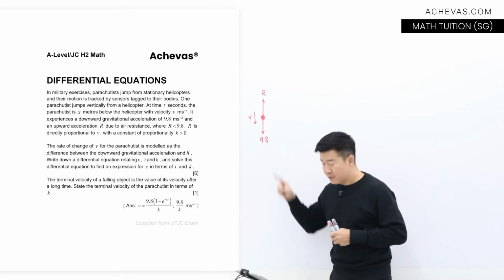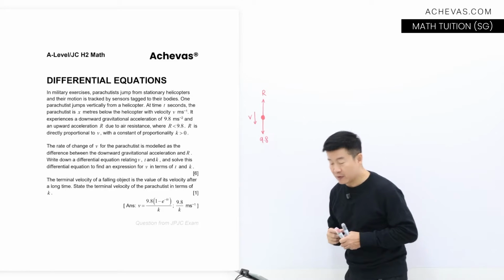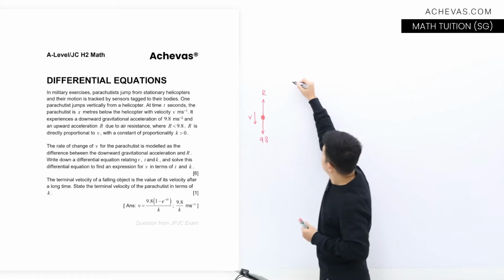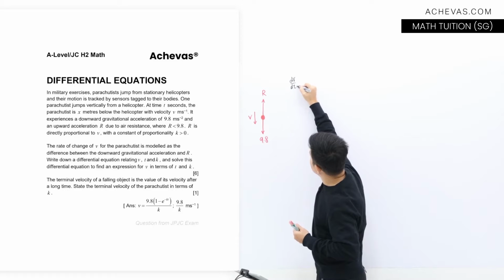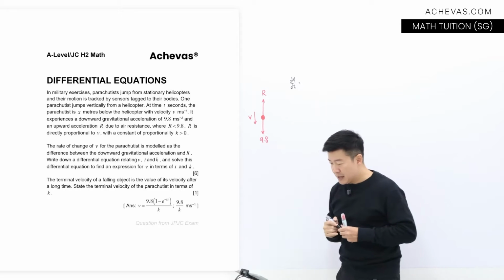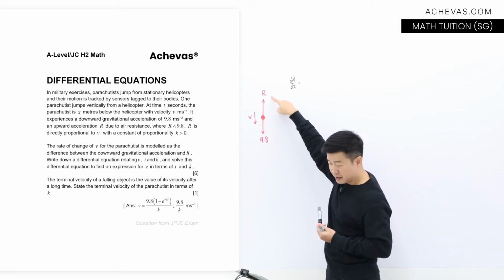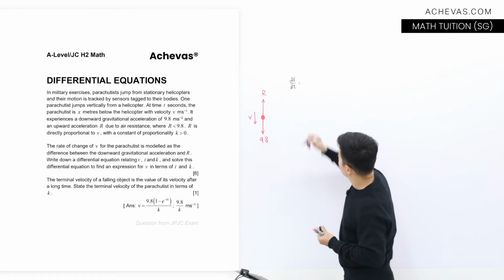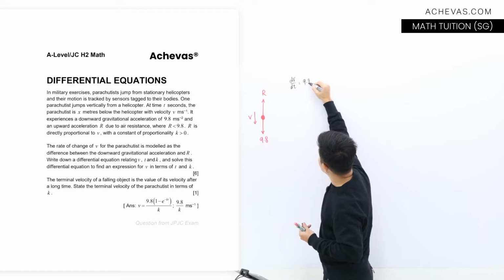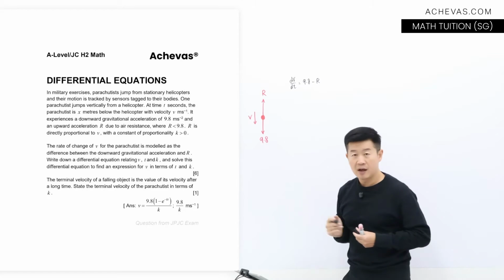The question tells us that for this particular velocity, the rate of change, so let me write it down, the rate of change of this velocity is being modeled as the difference between the downward acceleration and the upward acceleration. So it is going to be equal to 9.8 minus R.